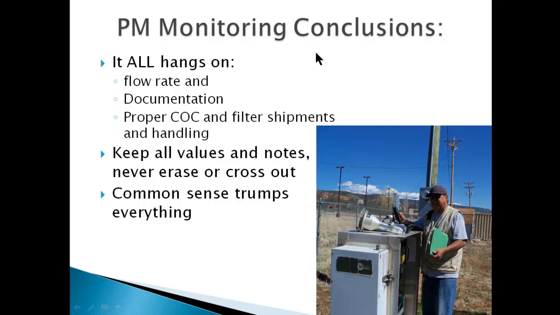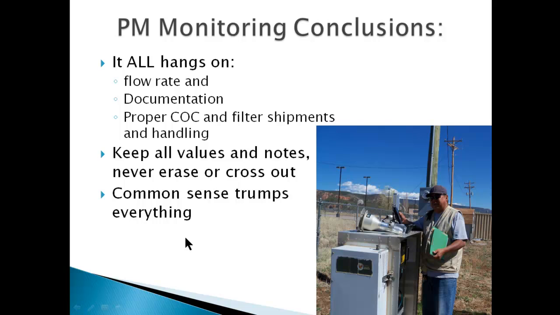So in conclusion, particulate matter monitoring all hangs on the flow rate and your documentation. And part of documentation is chain of custody for filter shipments and their proper handling. Keep all your values and notes. Never erase anything in your logbook or cross it out with more than one line, so that your original entry is still visible. And common sense trumps everything. Look at your data as it comes in and make sure it makes sense with what you know is going on in your air.